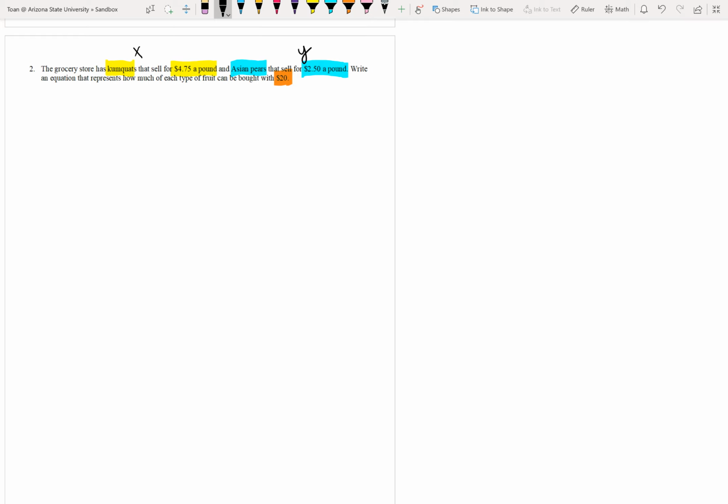And hopefully we can see that the numerical information, $4.75 a pound, relates to the kumquats. So $4.75 times the number of pounds of kumquats plus $2.50 a pound times the number of pounds of Asian pears should equal the $20 that I spent.